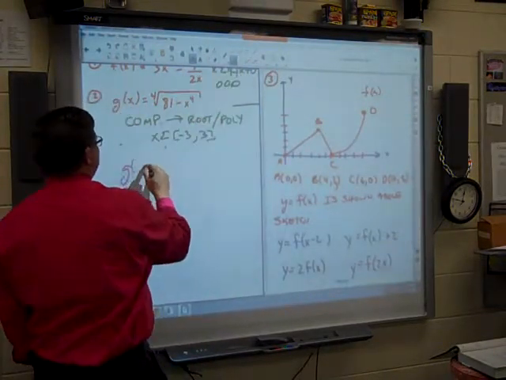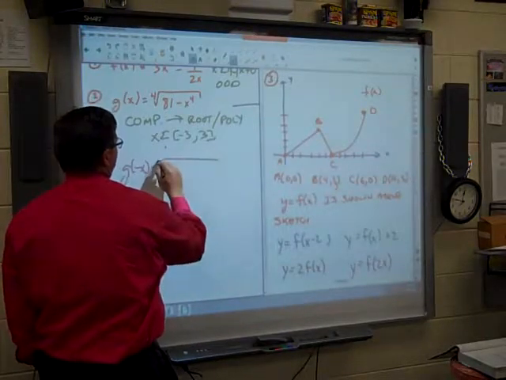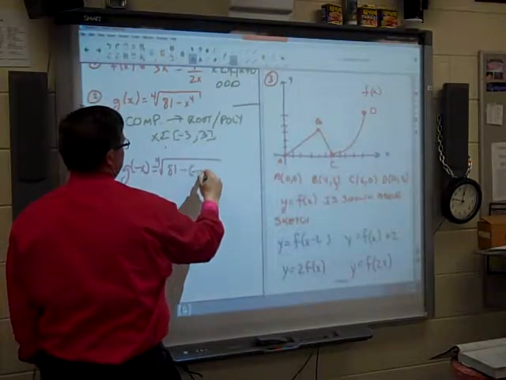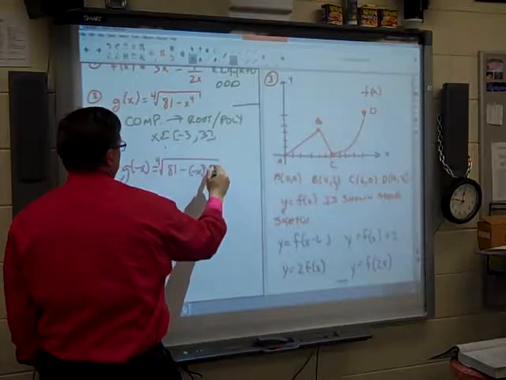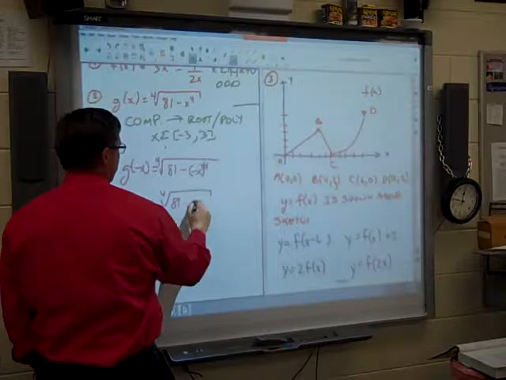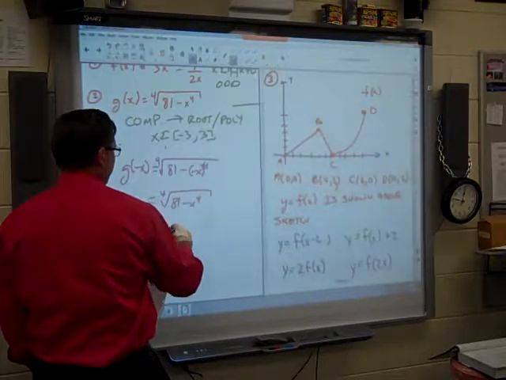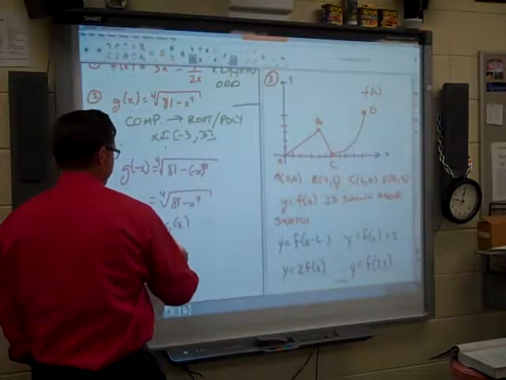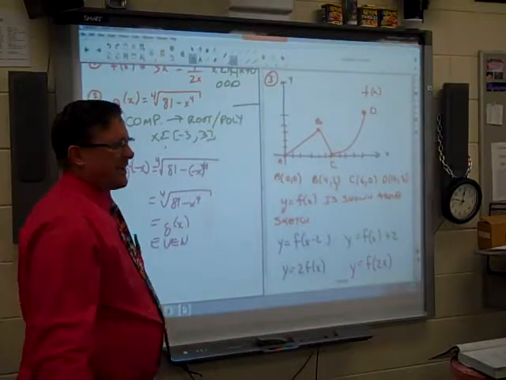I do g of -x. Fourth root, 81 minus -x to the fourth. Oh, look, 4 times. It is exactly the same function. Therefore, it is g of x. I've just proven that it is even. Does anybody know what this graph kind of looks like?